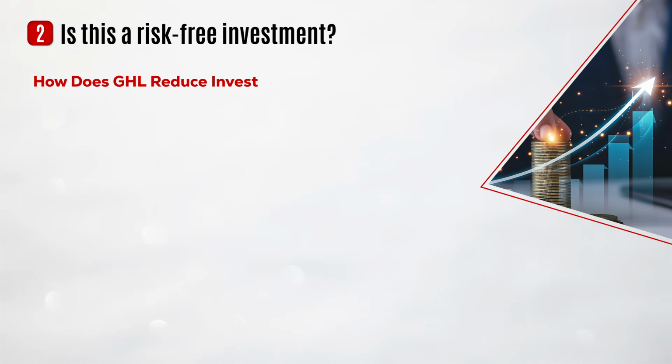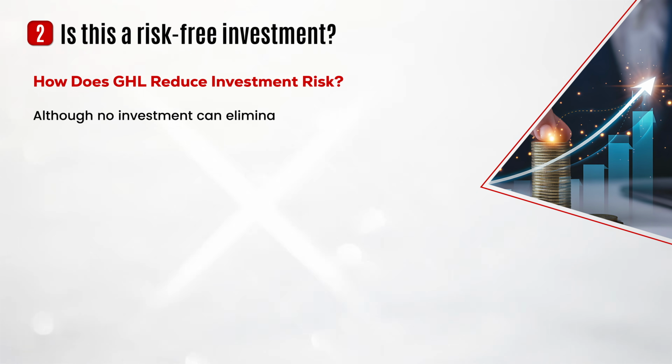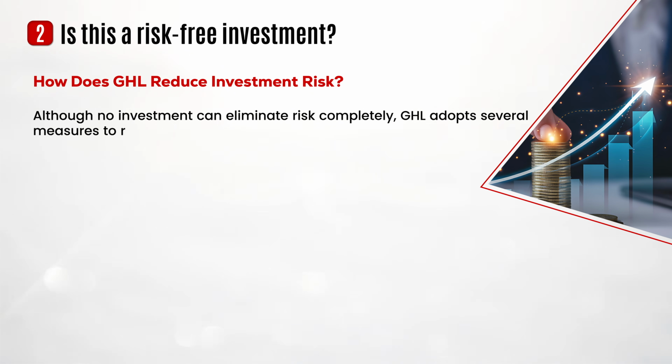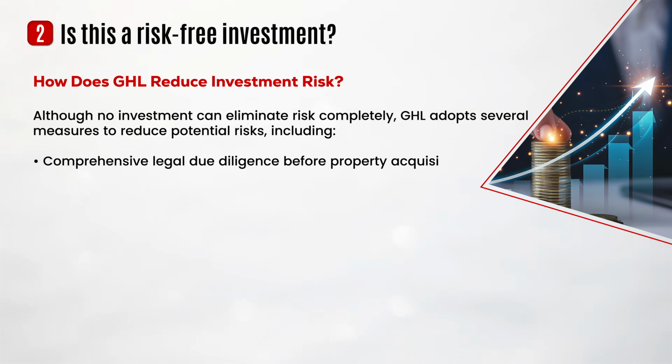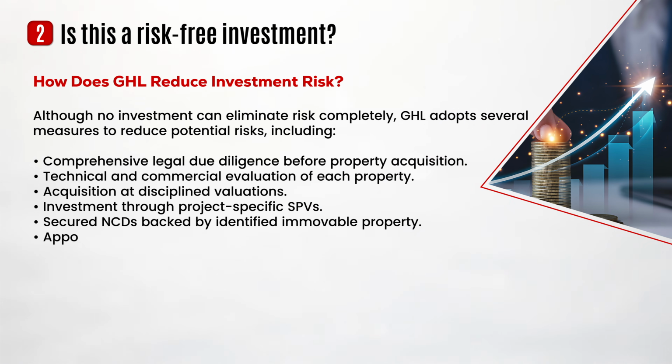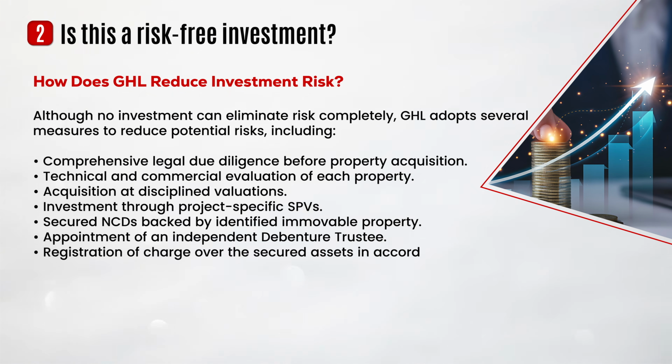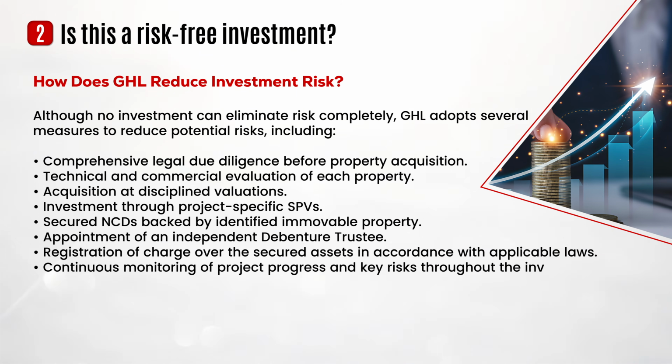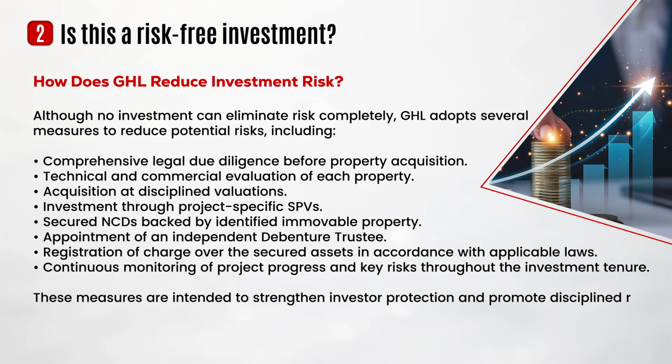How does GHL reduce investment risk? Although no investment can eliminate risk completely, GHL adopts several measures to reduce potential risks, including comprehensive legal due diligence before property acquisition, technical and commercial evaluation of each property, acquisition at disciplined valuations, investment through project-specific SPVs, secured NCDs backed by identified immovable property, appointment of an independent debenture trustee, registration of charge over the secured assets in accordance with applicable laws, continuous monitoring of project progress and key risks throughout the investment tenure. These measures are intended to strengthen investor protection and promote disciplined risk management.